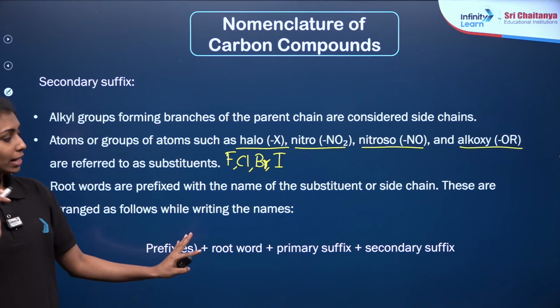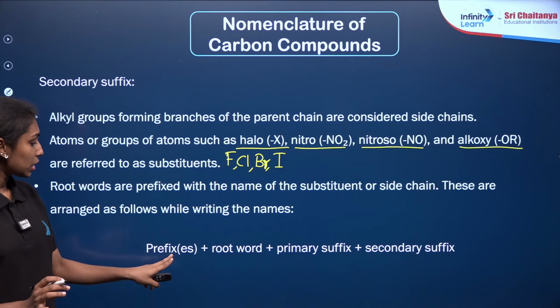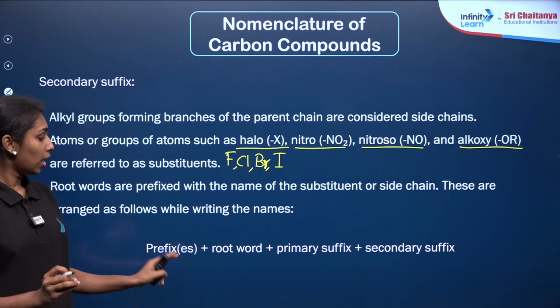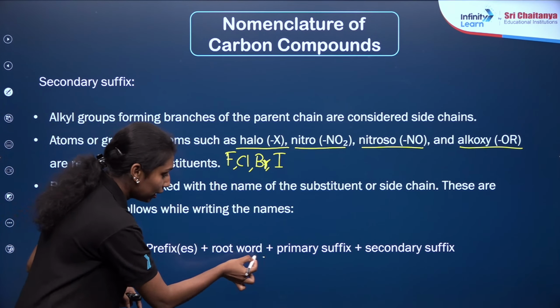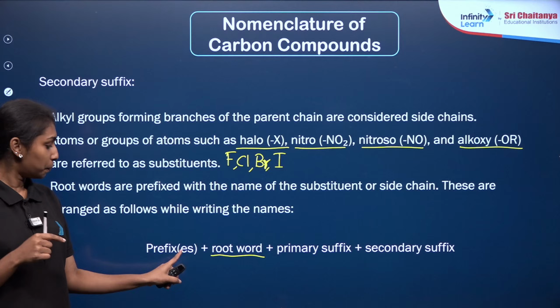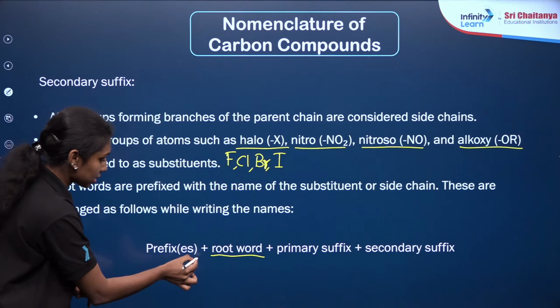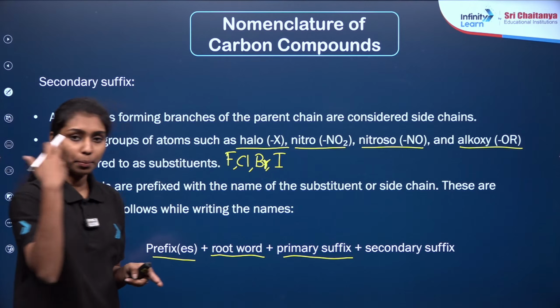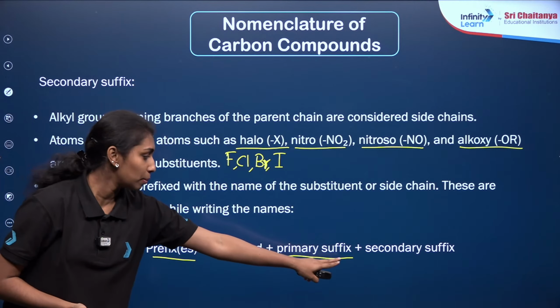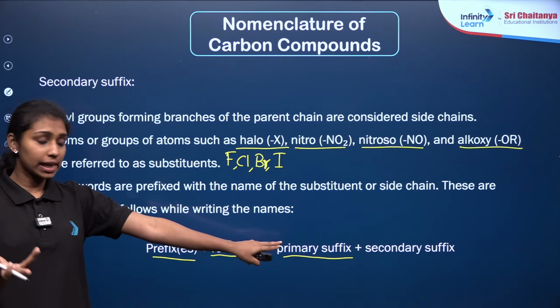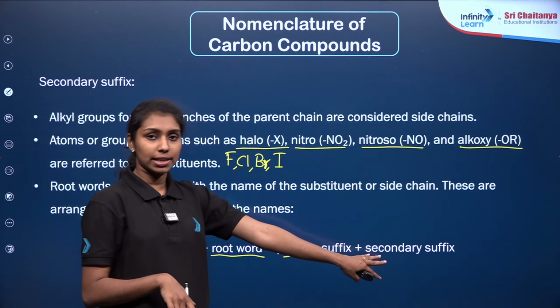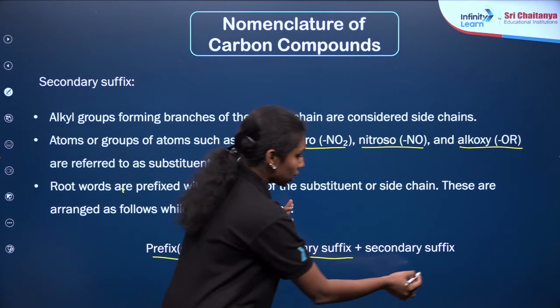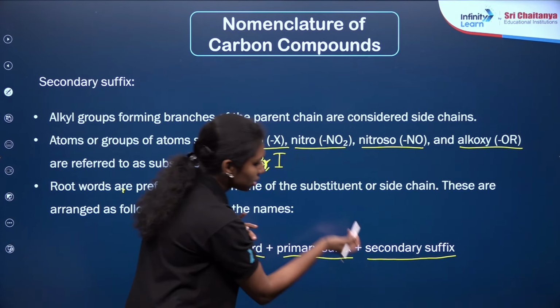Clear? So, while writing the name of the compound, what is our first step? We need to first find out the longest chain, right? Longest chain stands for the root word. Before the root word, we need to add some prefix or prefixes. Then after that, primary suffix, depending upon the bond, single, double or triple bond. Then if it contains any functional group, it will be the secondary suffix. I hope you understand the naming of general compounds.